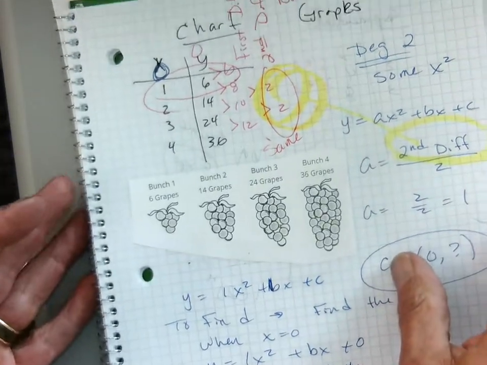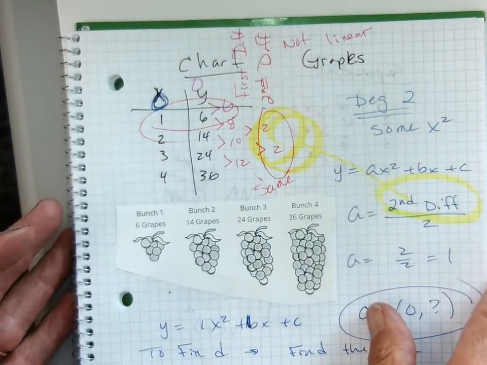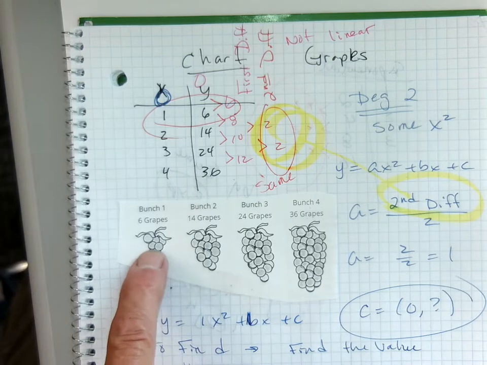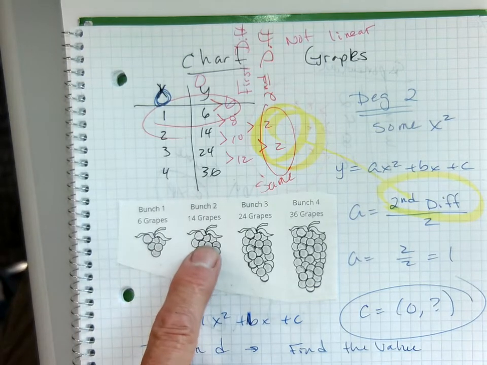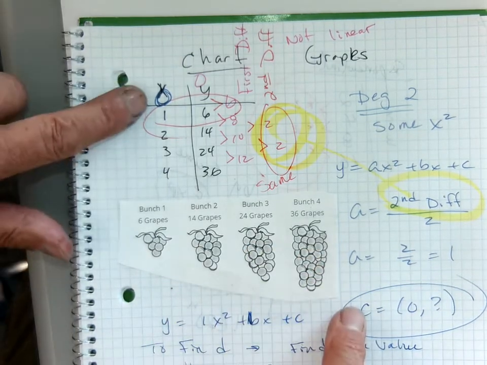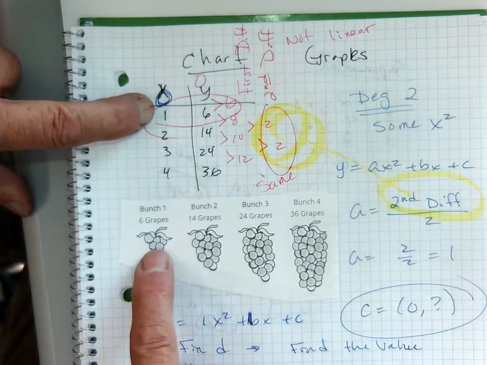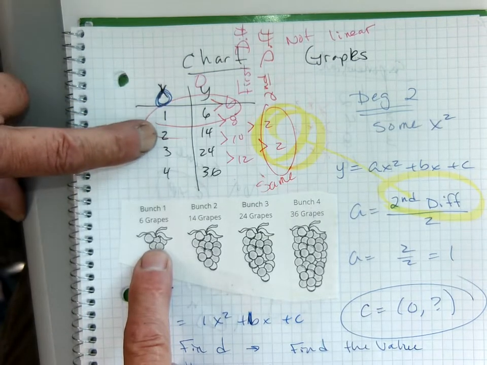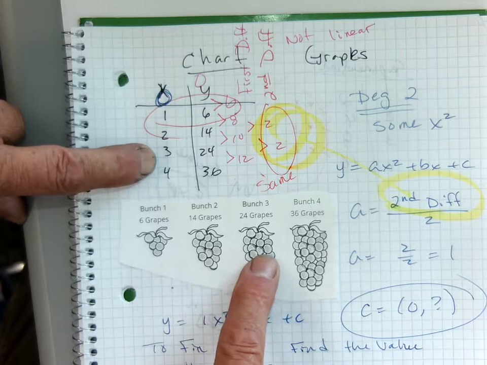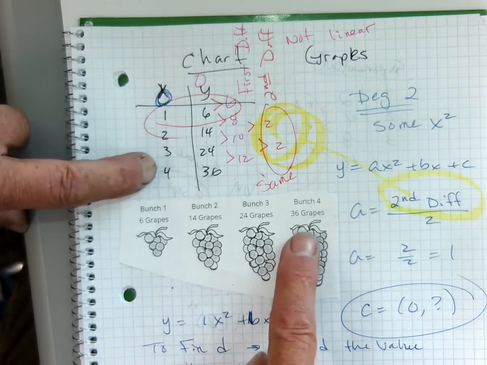So then we also talked about if it's going to possibly be quadratic. So I took the example of the grapes, and I wrote the grape bunches down in a chart. So one bunch has 6, 2 bunches has 14, 3 bunches has 24, and 4 bunches has 38.